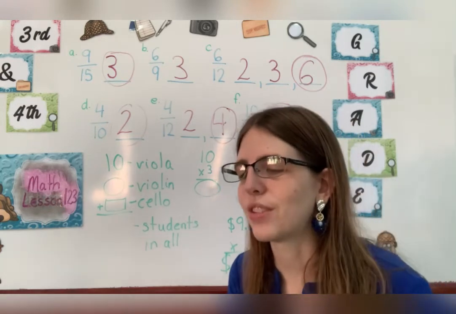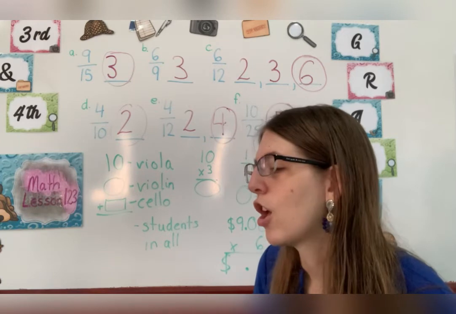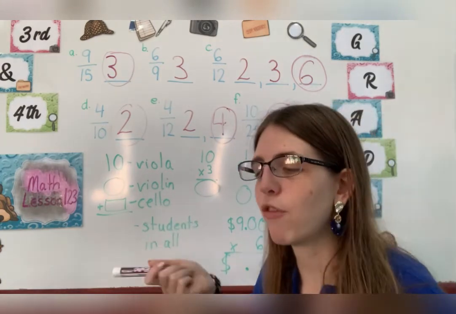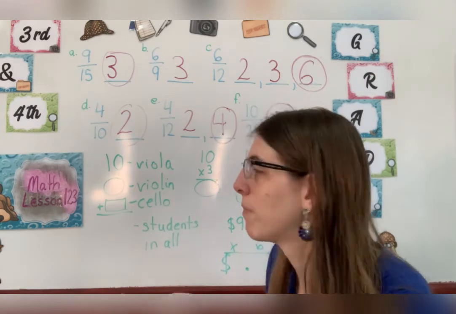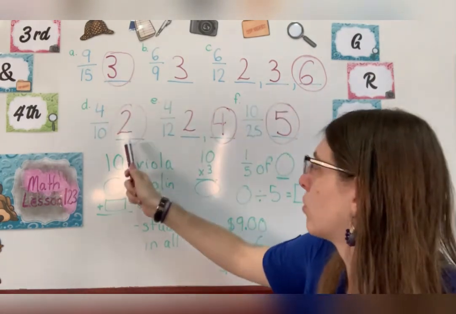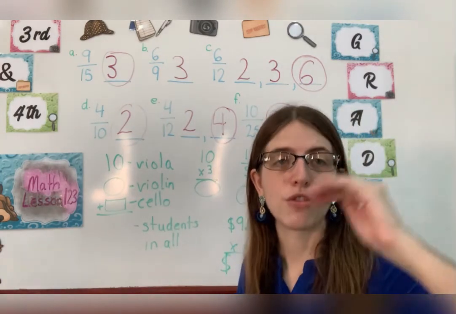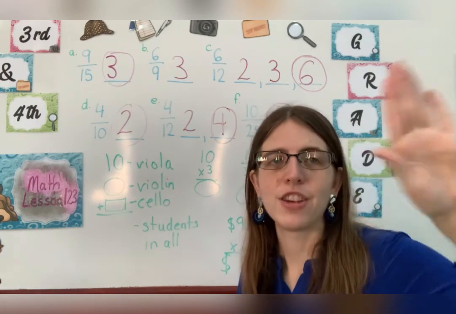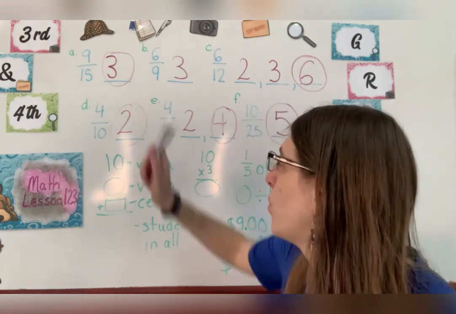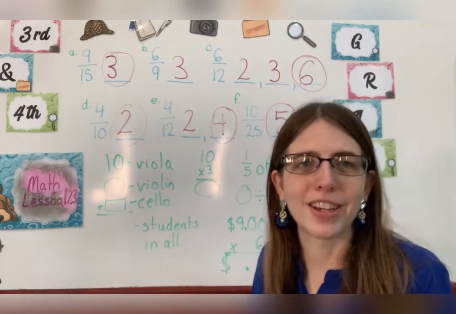Now look at exercise 5. It says reduce to lowest terms. So in exercise 5, notice they're the same fractions from exercise 4. So you're going to use the biggest number, the number that you circled, to reduce. Divide your numerator, your top number, and your denominator, your bottom number, by the same number, which would be the number that you found from exercise 4.